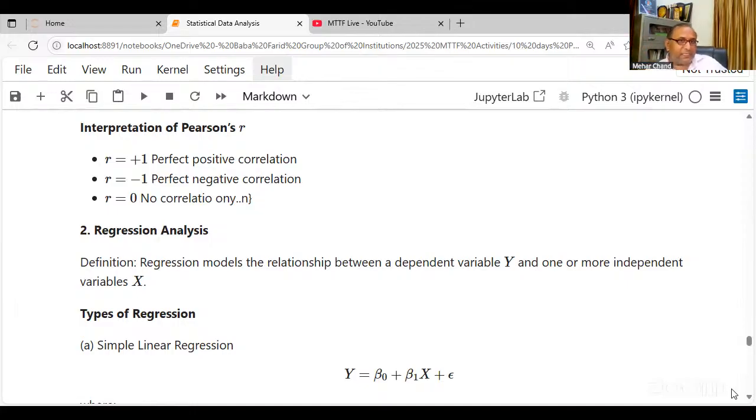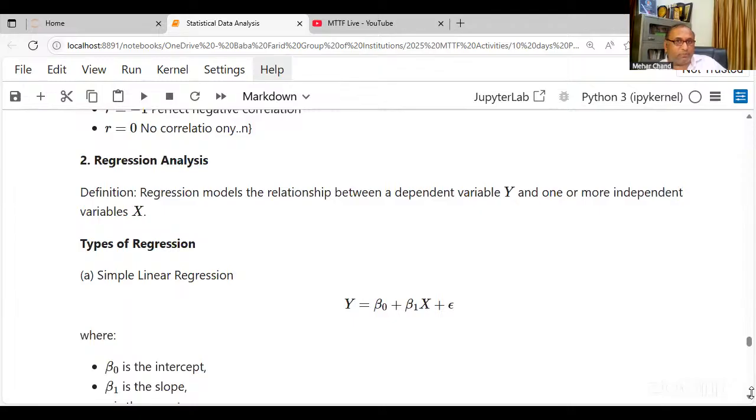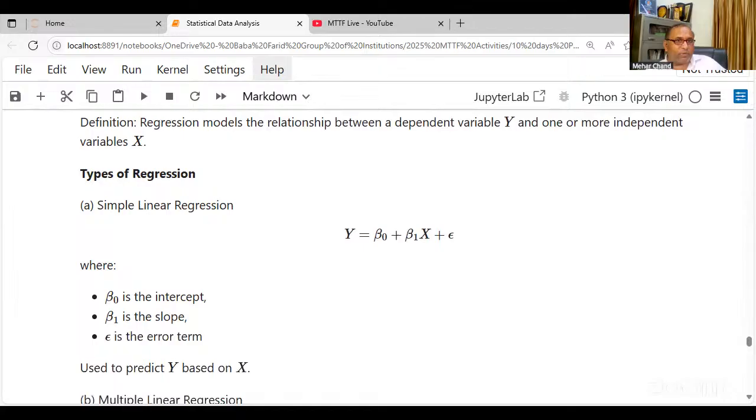First is a simple linear regression model. Okay, here there will be only two variables. Y is equal to beta naught plus beta 1 x plus epsilon. So x is the independent variable, y is the dependent variable, beta 1 is the slope of the regression, okay? And beta 0 is the intercept. And epsilon is the small error, or you can say the error term.